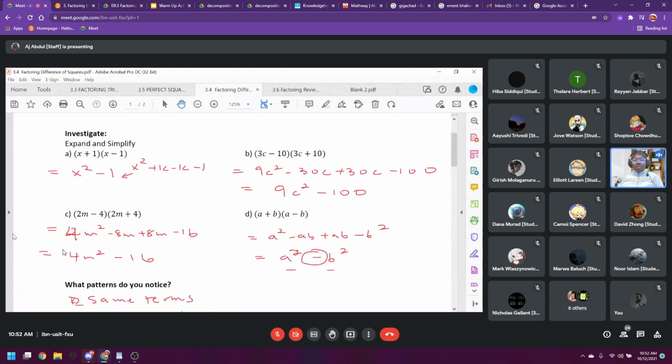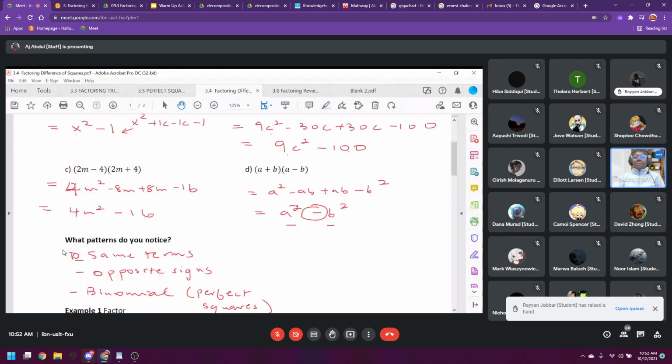So this one is x squared minus 1. 1 is a perfect square, 1 times 1 is 1. x squared is a perfect square, x times x is x squared. And here we end up with a perfect square also: 3c times 3c is 9c squared. 10 times 10 is 100. That is what a difference of squares is.